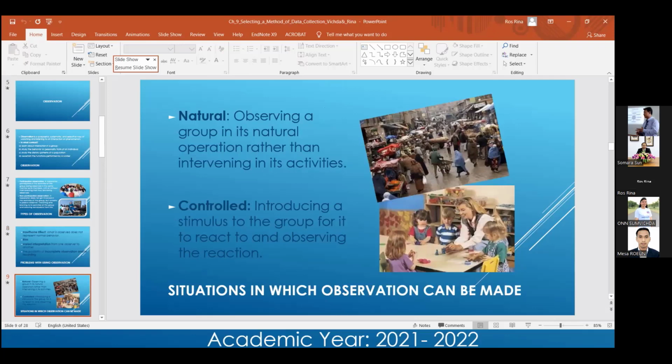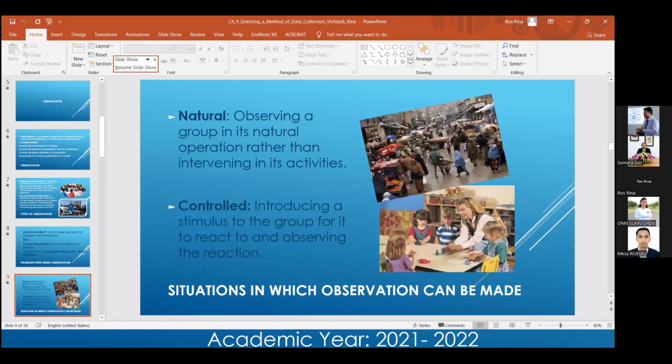The situations in which observation can be made. We have two: natural and control. Natural means observing a group in its natural mode of operation rather than intervening in its activity. If you want to observe a market, you need to go to that market and observe it there. Control means introducing a stimulus to the group for it to react to, and observing the reaction.